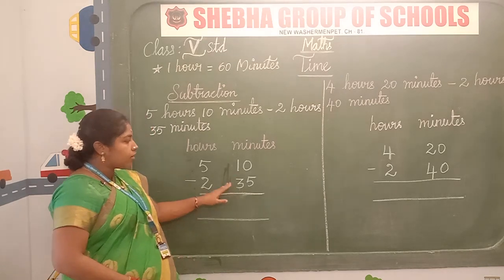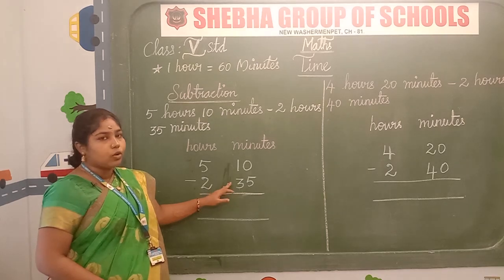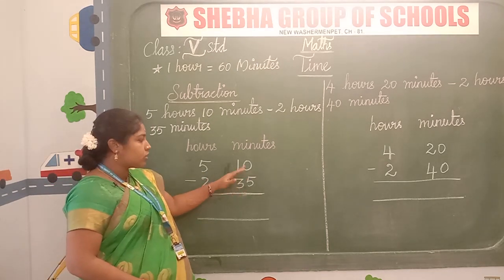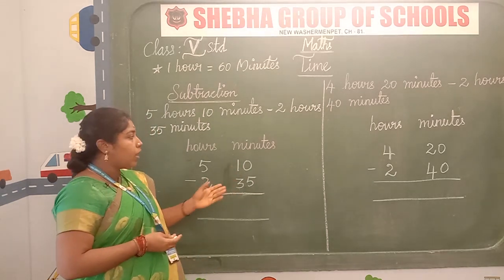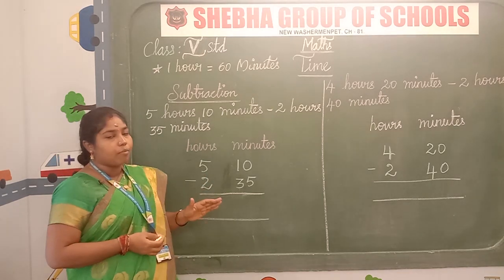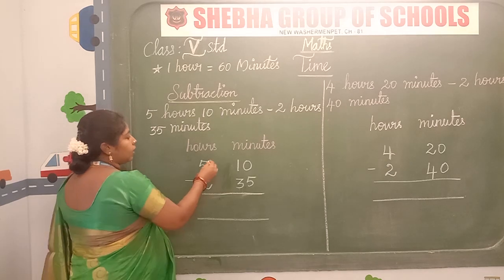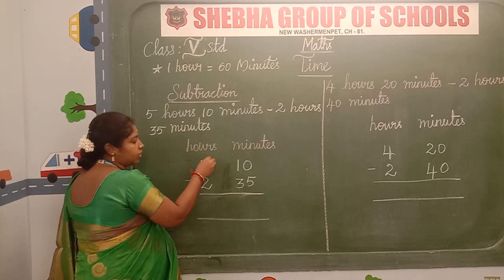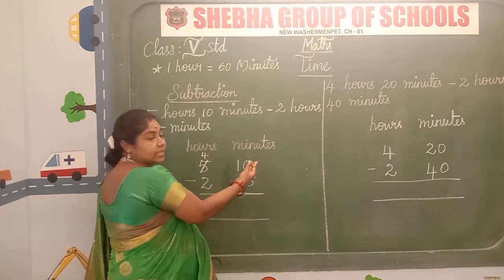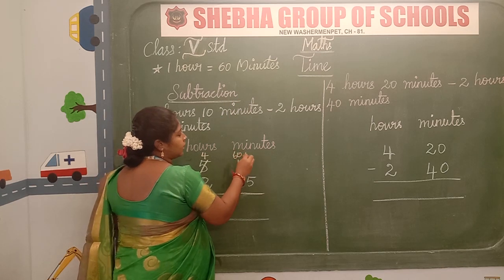Children, just see here. Is 10 minus 35 possible, children? No, we can't subtract 35 from 10. We can't borrow a number from 1 because it is hours and minutes. So we have to borrow a number from hours, not from the minutes. Clear, children? So when we borrow a number from hours, it becomes 4 hours. And 1 hour is added here. So 1 hour is equal to 60 minutes. So 60 plus 10.